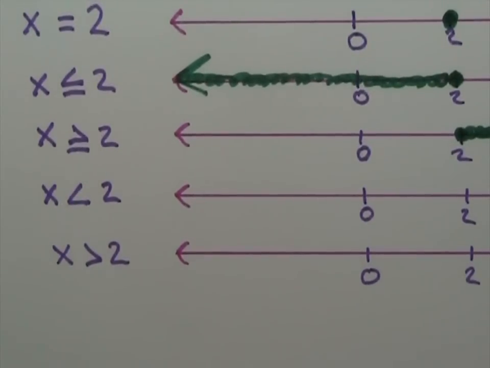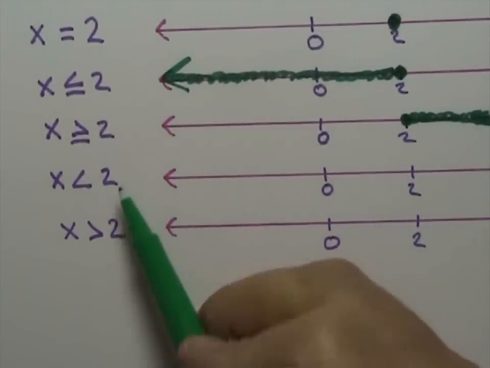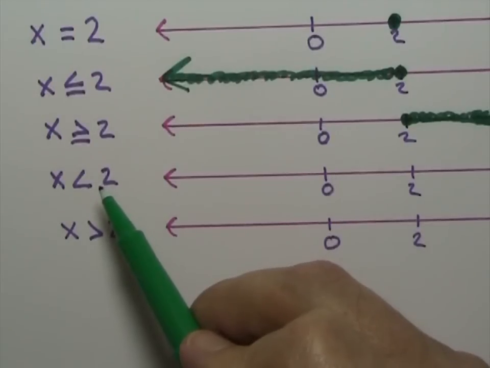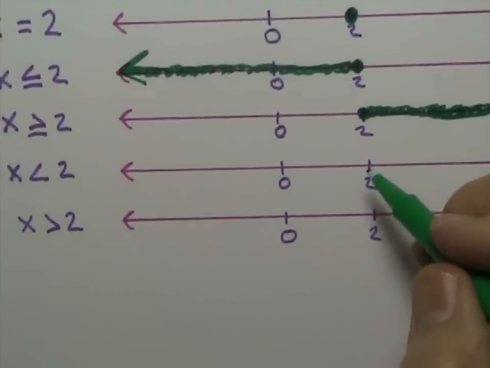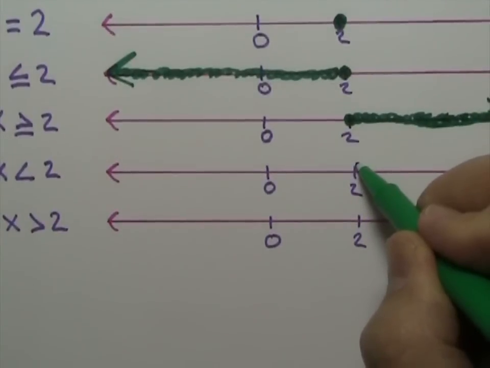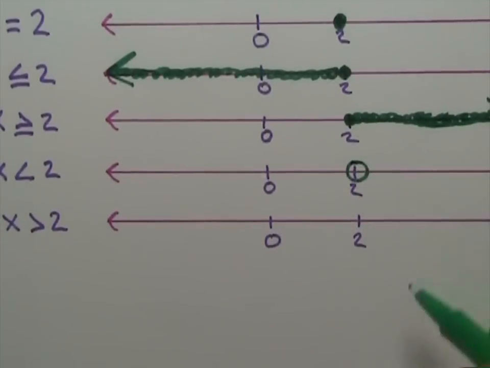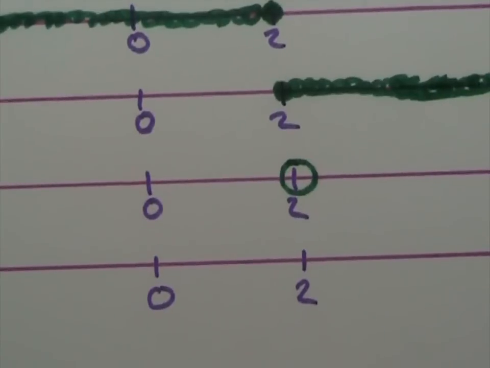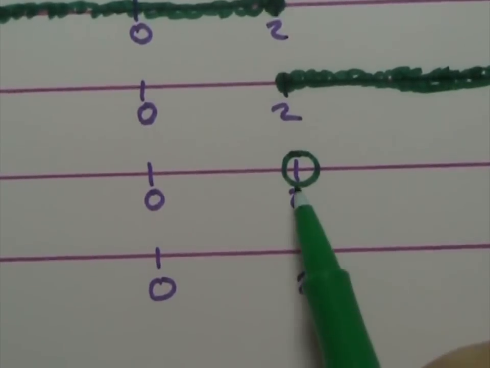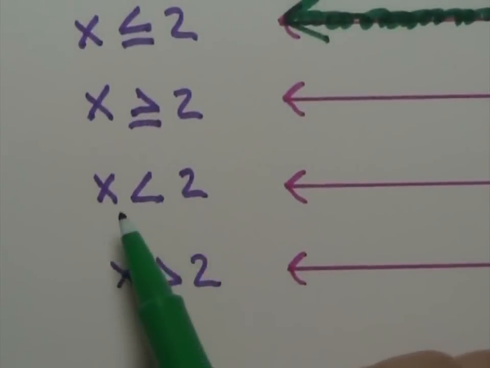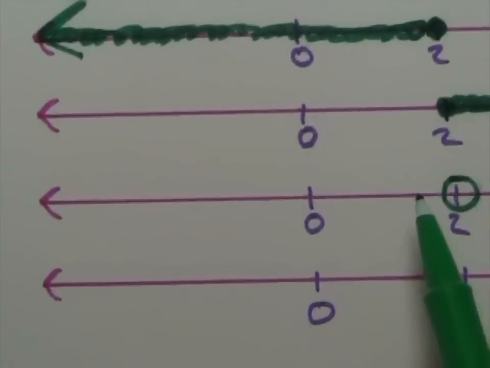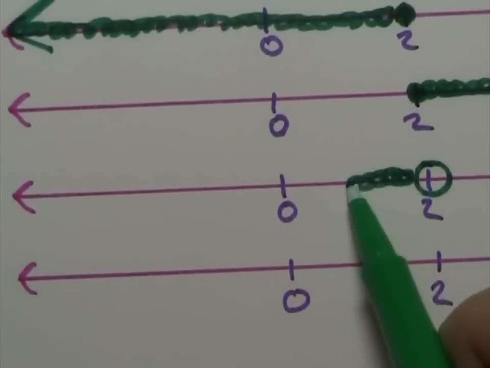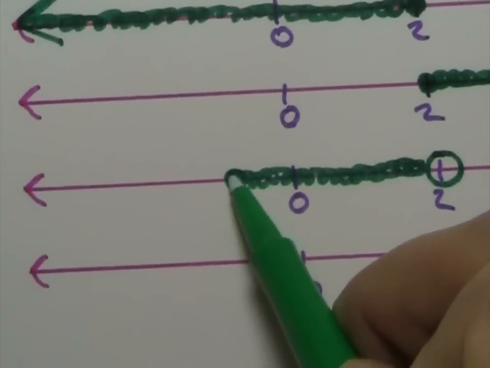Okay, but the next one has a less than. There is no equals. It's just less than 2. So it can't be 2, but it can be all the numbers less than 2. So instead of putting a solid circle, we're going to put an open circle, like that. So it's not 2, but it's all the numbers less than 2. So I'll just shade that in. All the numbers less than 2 will work, they are the solutions.